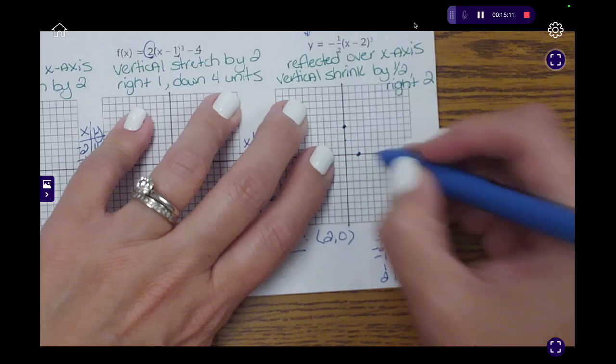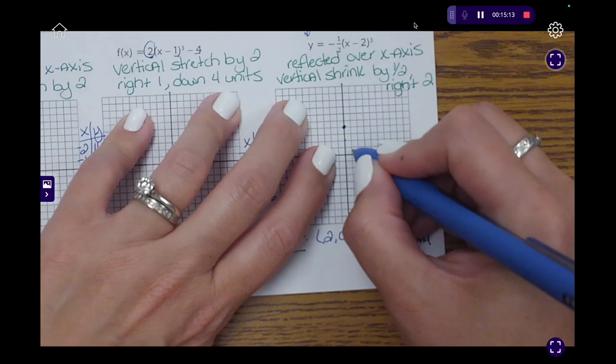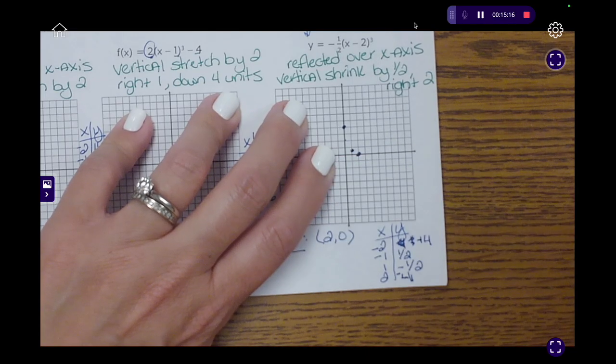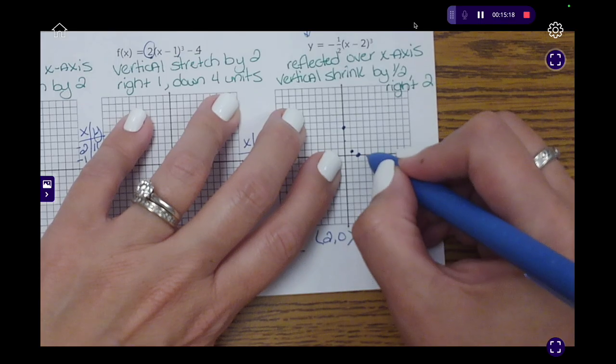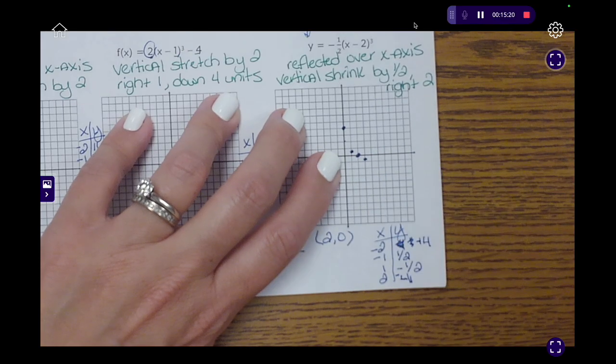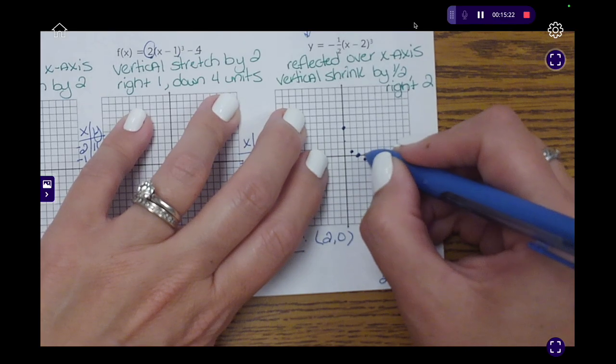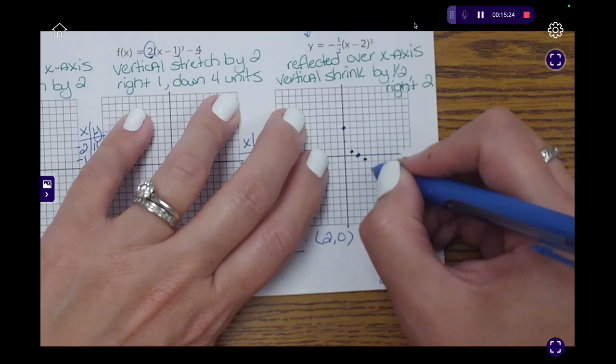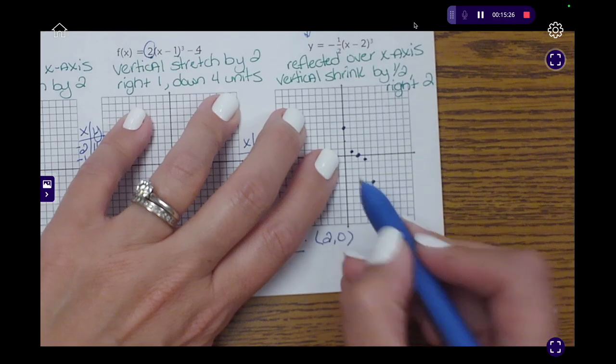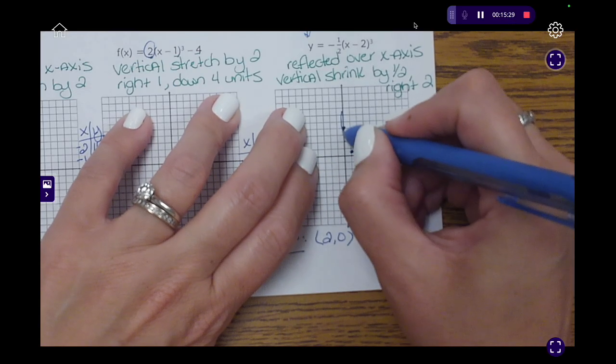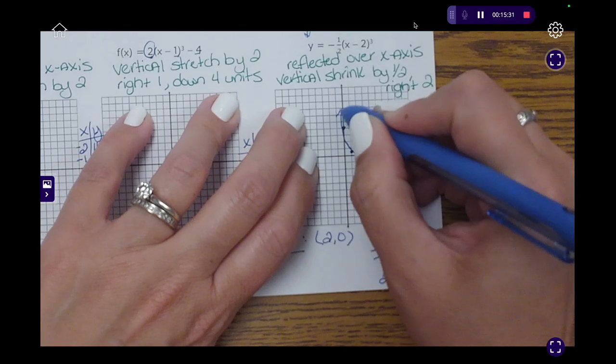Okay, and then I'm going over to -1 and then up a half, so that's going to be about right there. We're going to kind of estimate. Over 1, down a half, and then over 2 and down 4. Okay, so again, I have those 3 in the middle. Remember, that's always where your graph starts to curve.